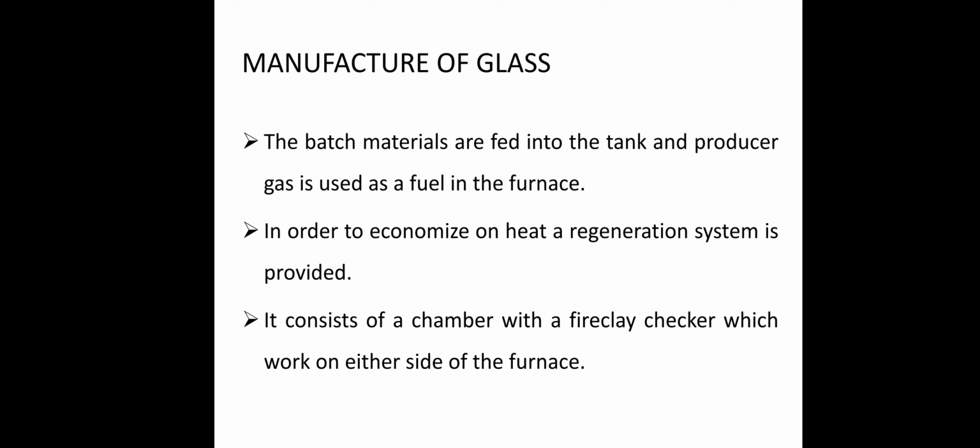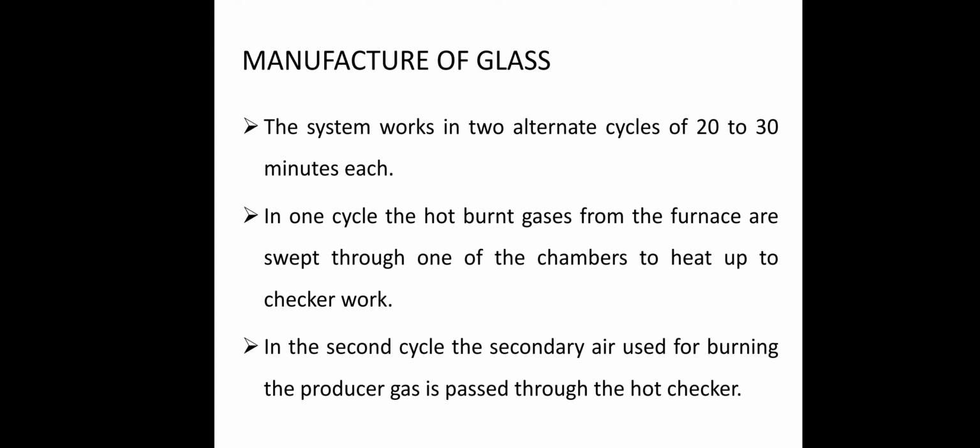In order to economize on heat, a regeneration system is provided. It consists of a chamber with a fire clay checker which work on either side of the furnace. The system works in two alternate cycles of 20 to 30 minutes each. In one cycle, the hot burnt gases from the furnace are swept through one of the chambers to heat up the checker work. In the second cycle, the secondary air used for burning the producer gas is passed through the hot checker.